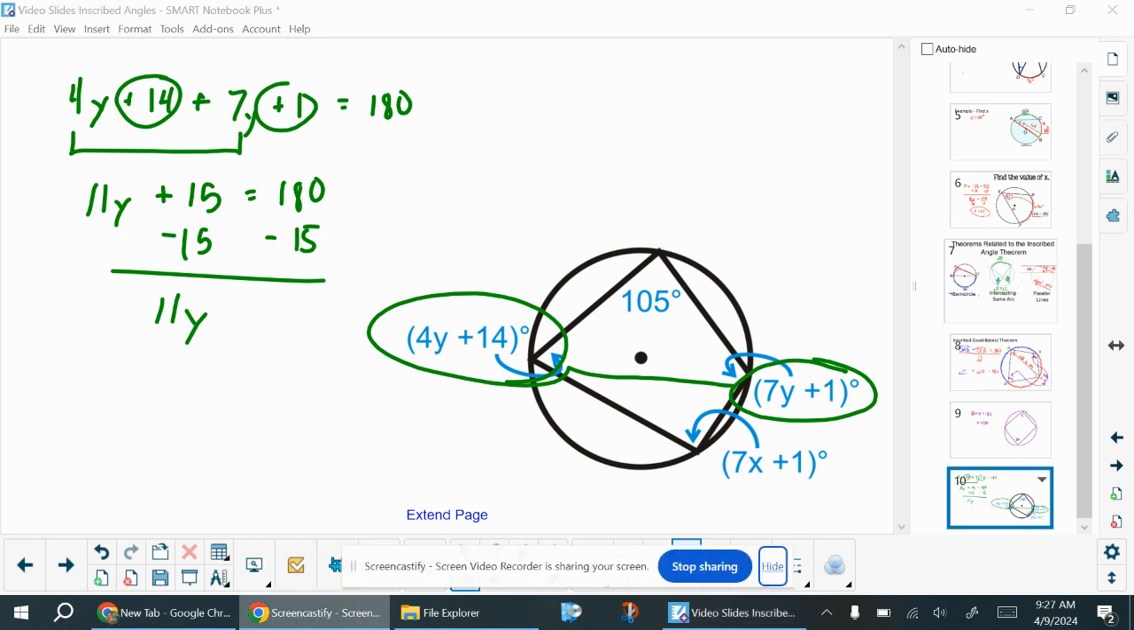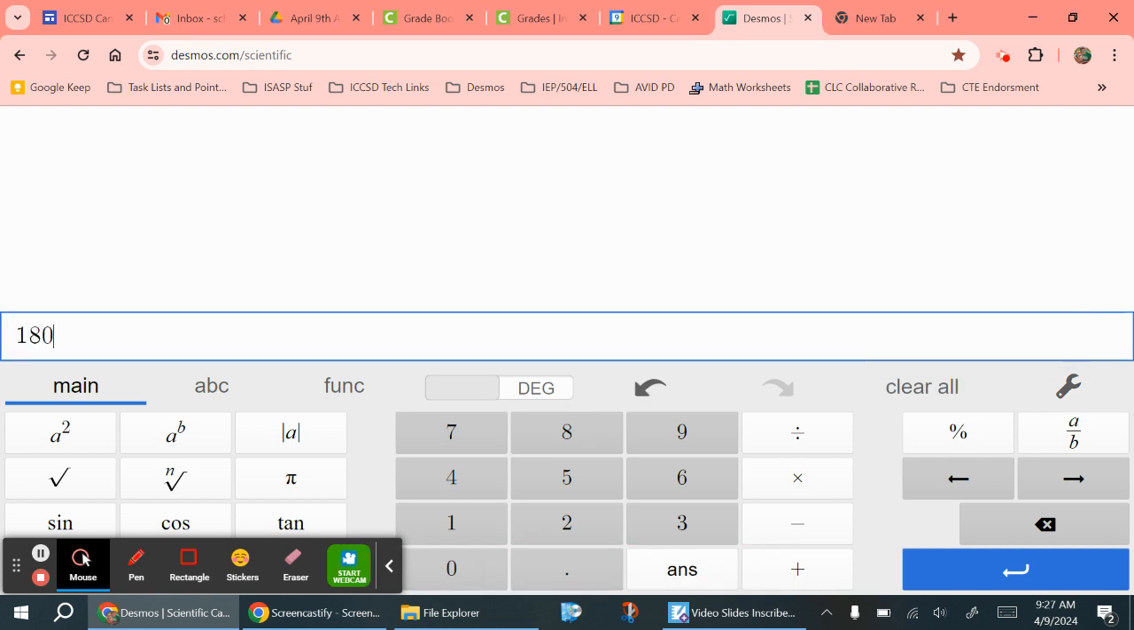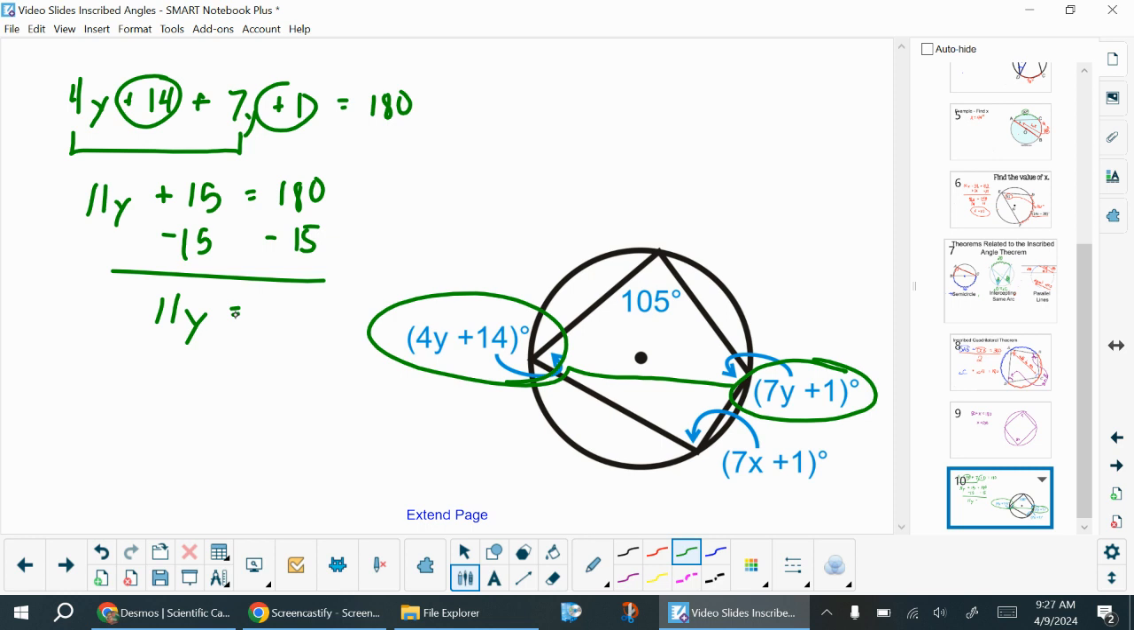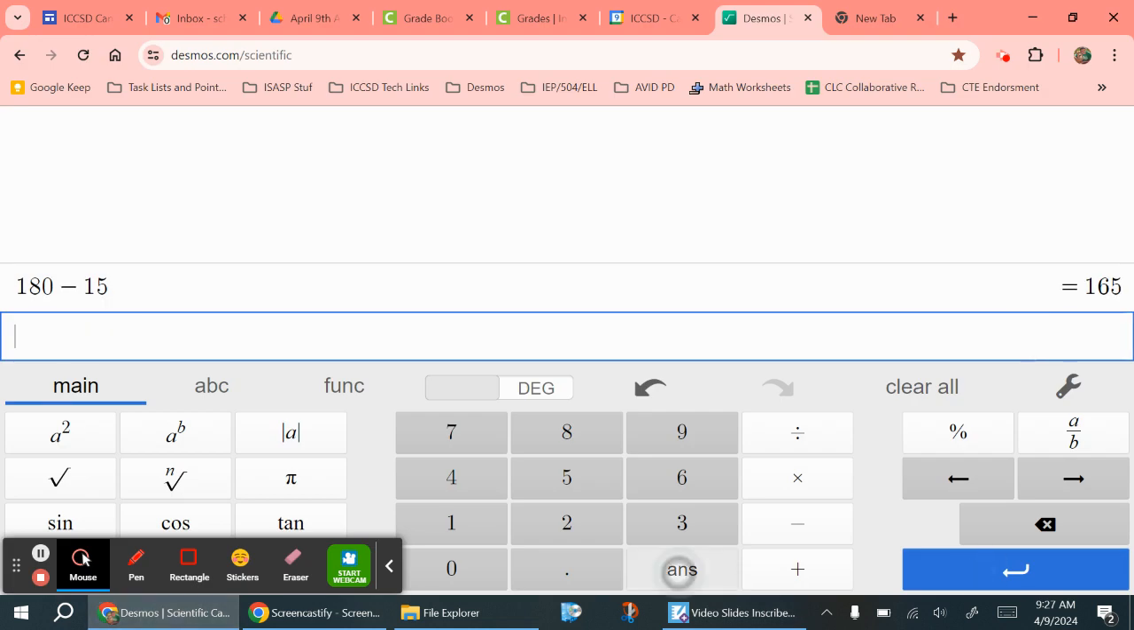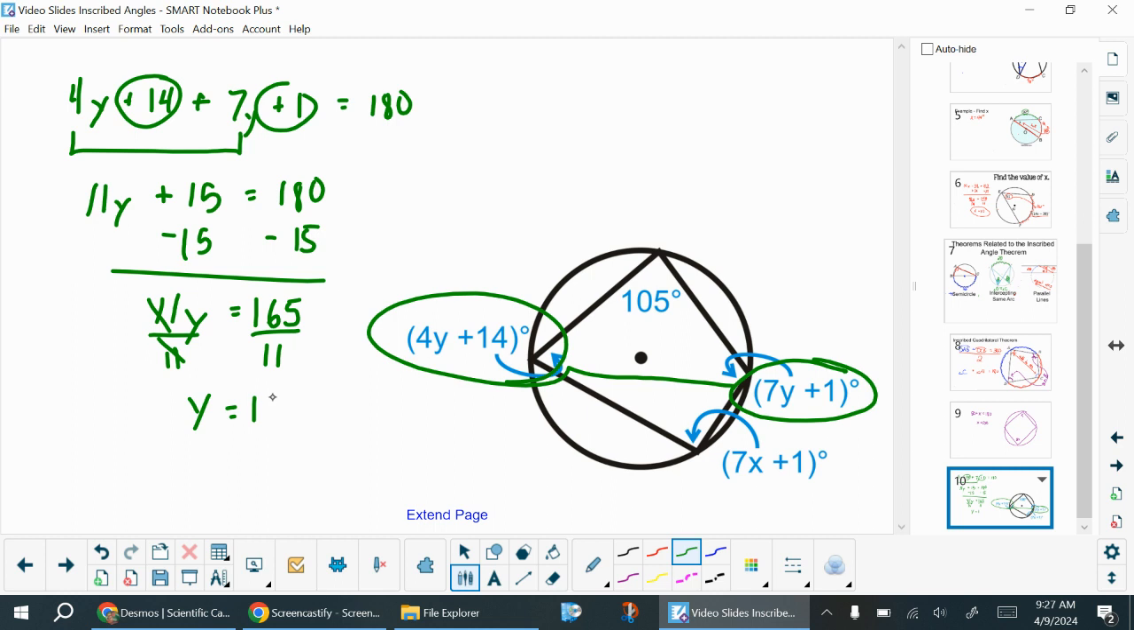11y equals, it's a good thing I left Desmos open on this tab. So we're going to do 180 minus 15. That's 165. And then I can divide by 11 to see what y is. So 165 divided by 11 gives me 15. So y is 15 degrees. And I can solve just like that.